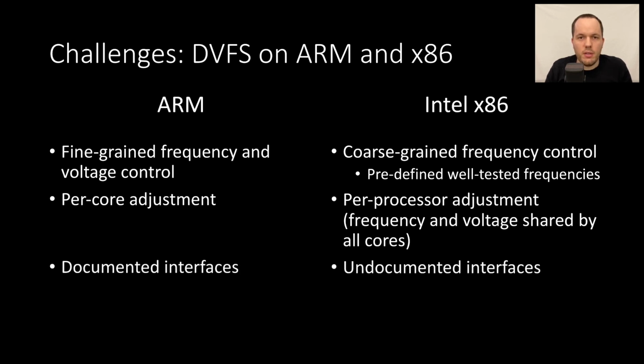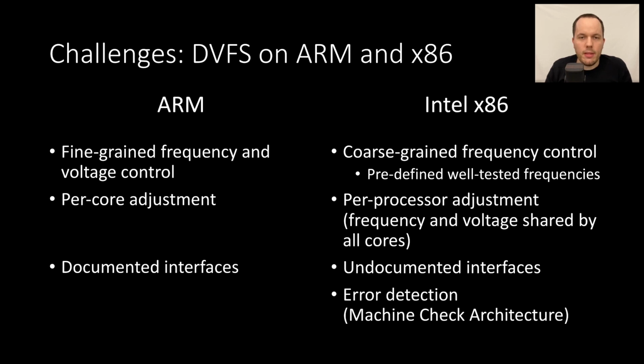Moreover, ARM interfaces for voltage and frequency are all documented, while Intel ones are not all documented, which means we had to resort to other sources of information and also reverse engineering ourselves. Finally, Intel processors have a feature called Machine Check Architecture, which has the goal of identifying and fixing errors at runtime in order to prevent hardware malfunctions from resulting in wrong data being used by the program, which is exactly the opposite of what we want to happen. So we had to overcome all of those.